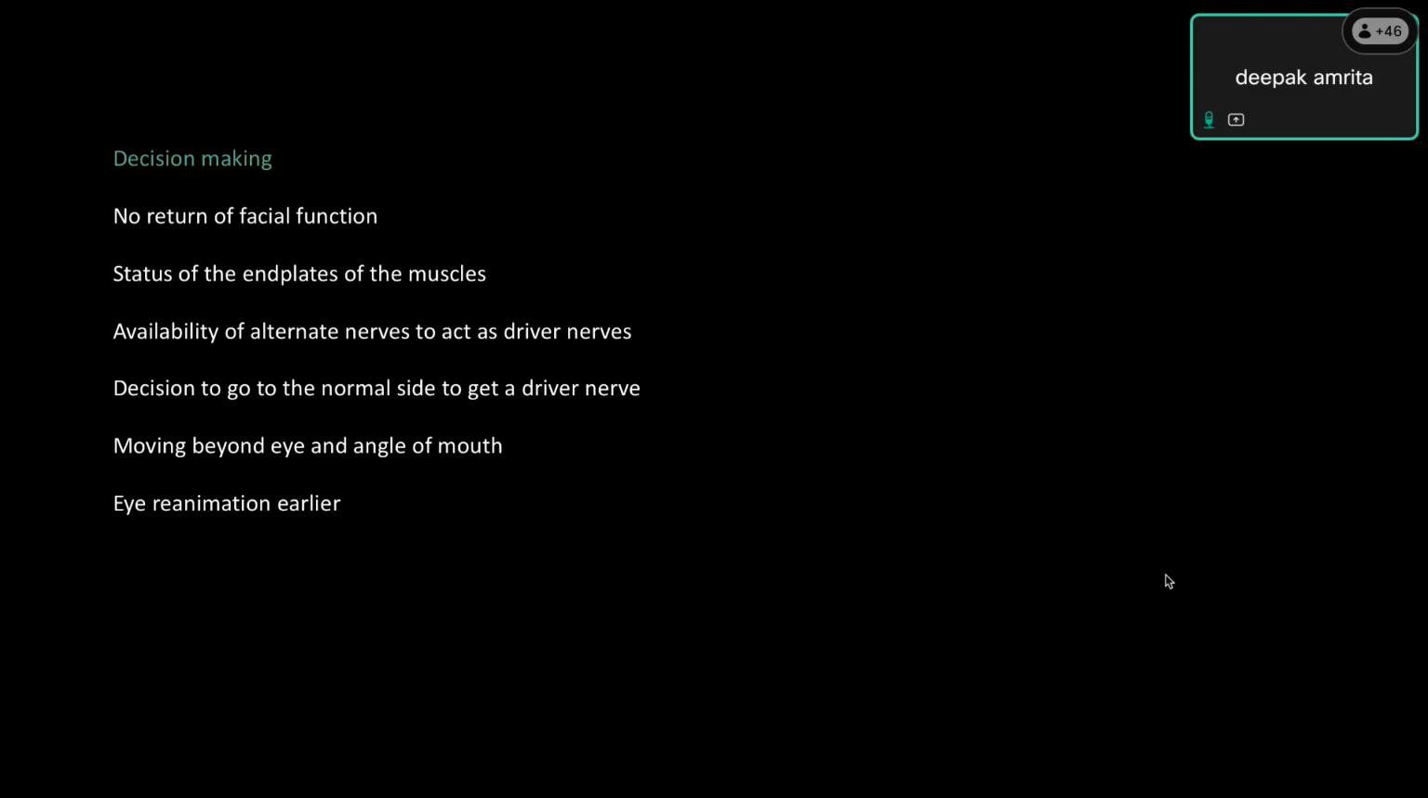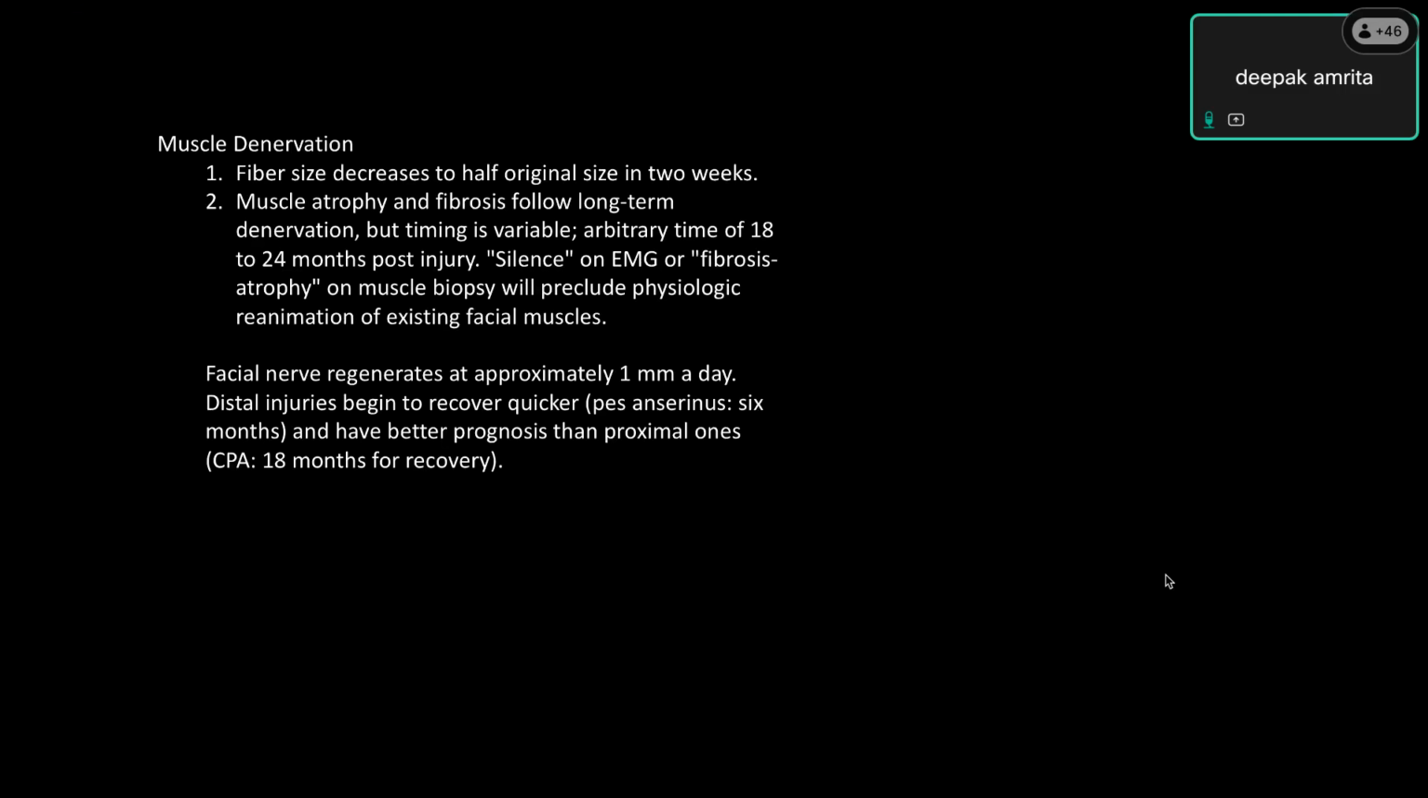So the alternate nerves can be the trigeminal nerve, that is the mesenteric nerve, or it can be a cross-face nerve graft. And we should also be ready to go to the normal side to get a driver nerve. And we also have to move beyond the eye and the angle of mouth for rehabilitation, which we will see in the third lecture. And eye reanimation can always be done earlier than the rest of the face because eye rehabilitation is separate from the rest of the face.